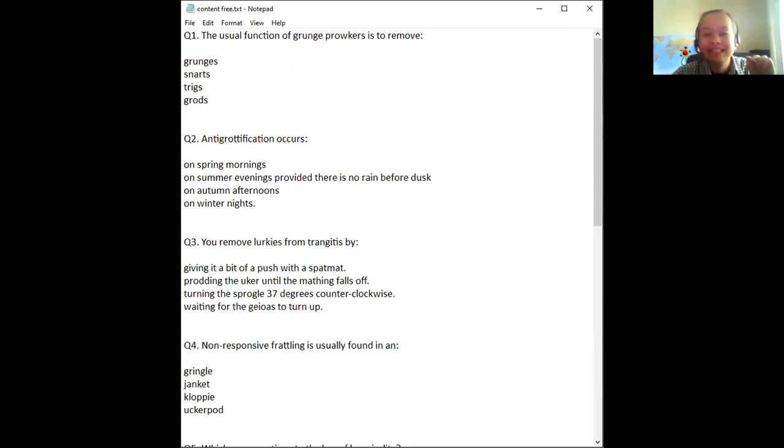So, again, similar to question two, there is an element of detail in this answer, which sets it apart from the other three options. So turning the sproggle 37 degrees counterclockwise is so detailed that you're given the clue by the fact that the answer just seems to contain a bit more than the rest, and this in fact is the correct answer. So let me ask Anne, how about Q4?